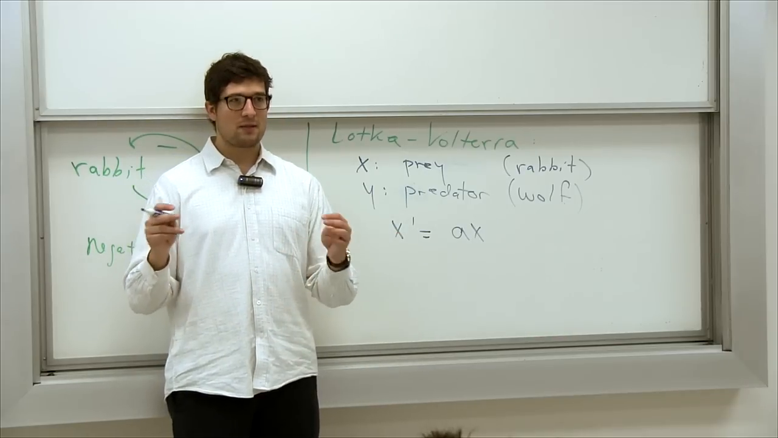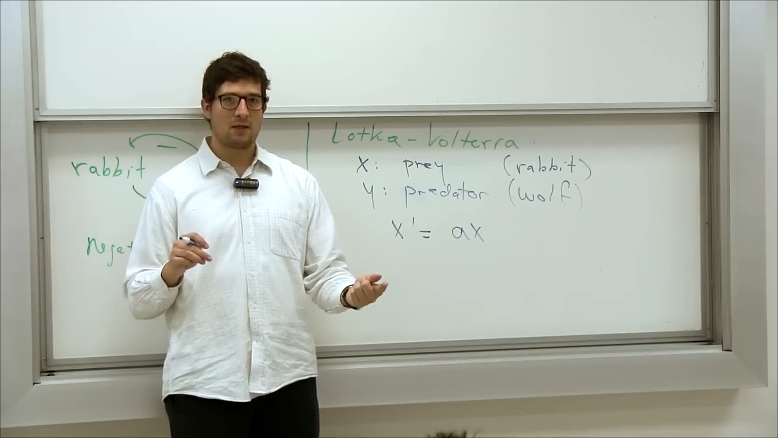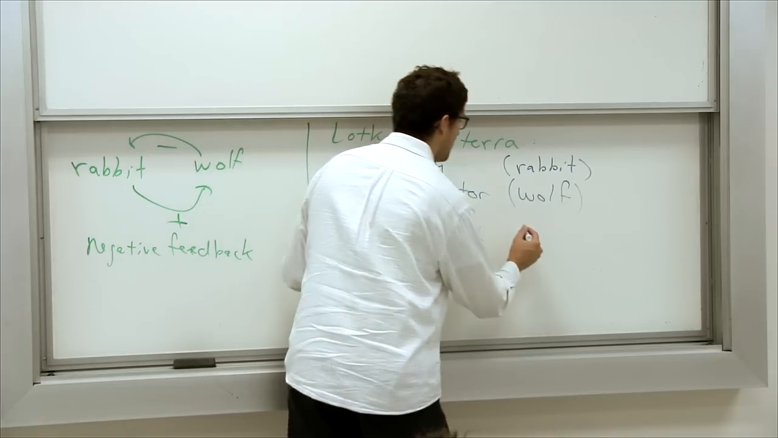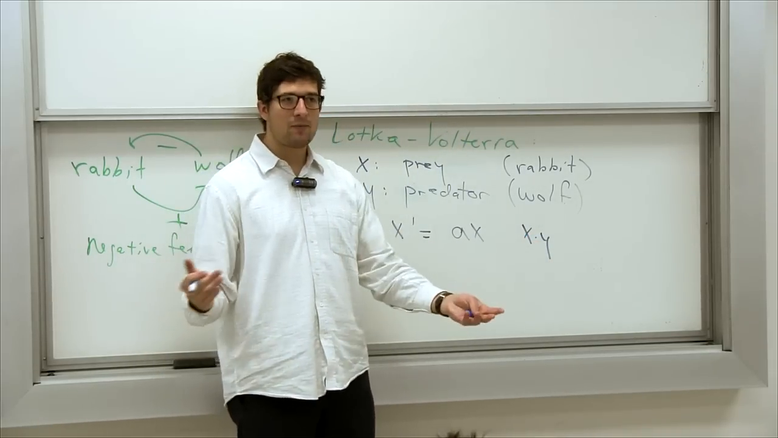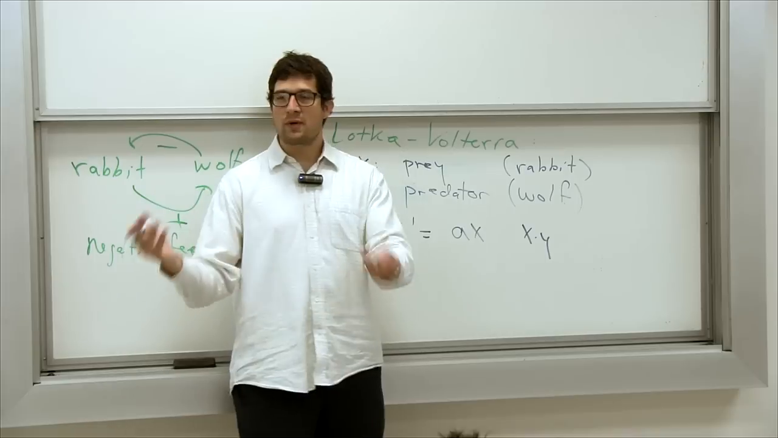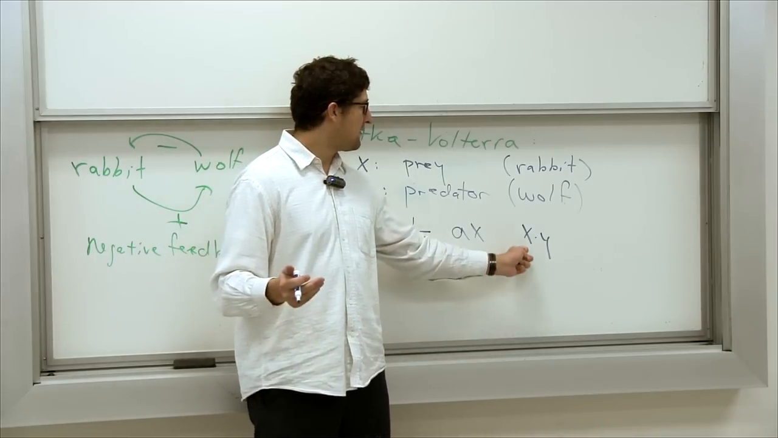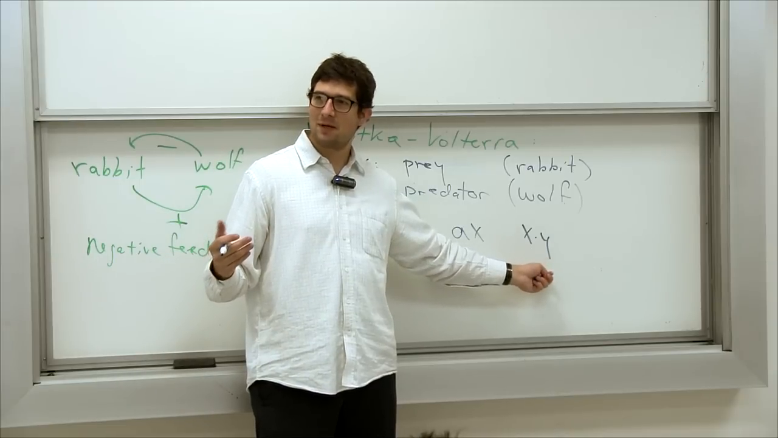So now imagine that we have a population of rabbits and sheep hanging around. The likelihood of them meeting is proportional to the product of the two. Okay? X times Y. How is that? If you have twice as many rabbits, then there's twice as much likelihood that they're going to meet at any given time. And this product is twice as big. If there's twice as many wolves, same thing, right?